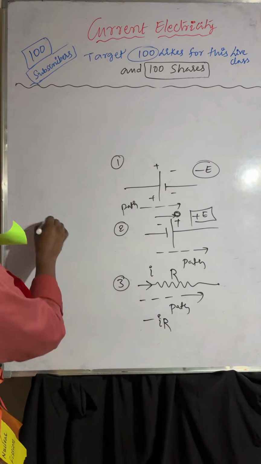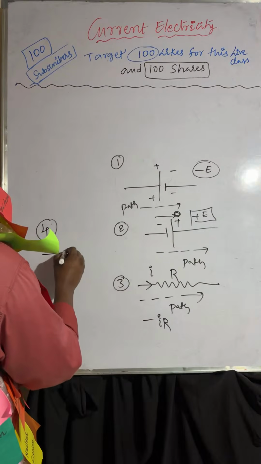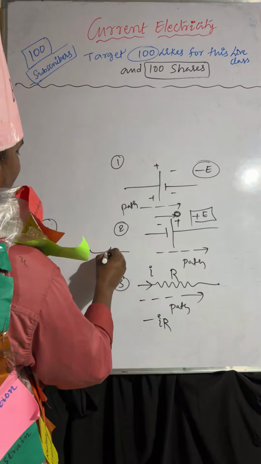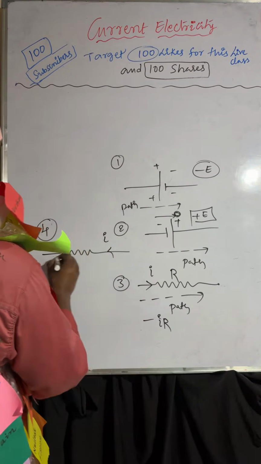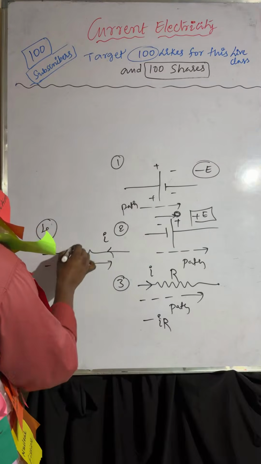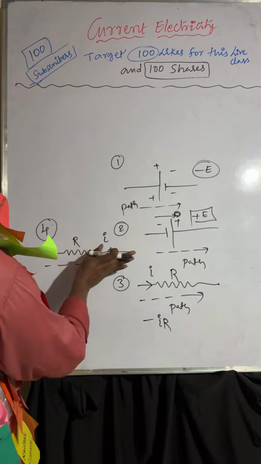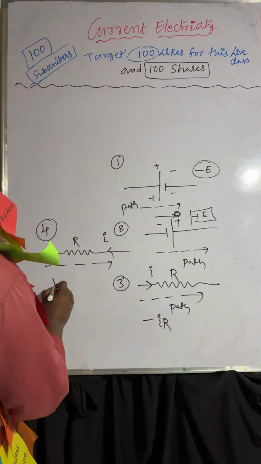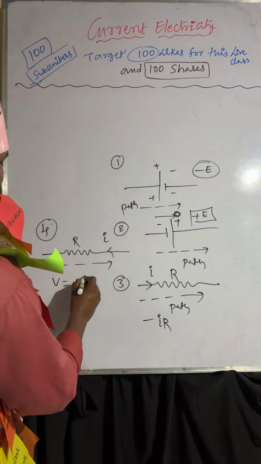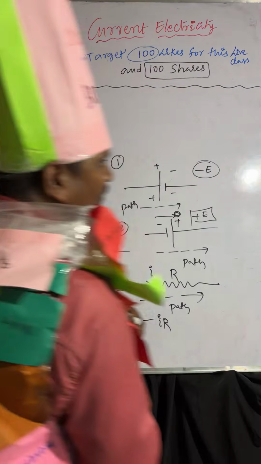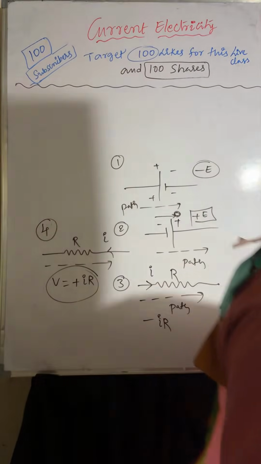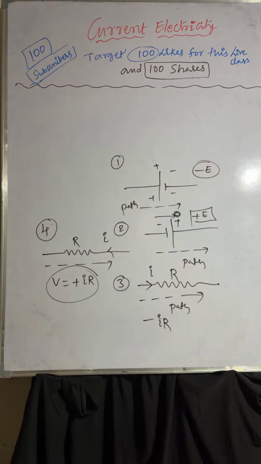Coming to the fourth one, if you are moving opposite to the current direction, this is the current, and this is the path. I said the path is very important. So you are moving opposite to the current direction, so V equal to plus IR. Understood or not? I hope it is very clear. Just check once.